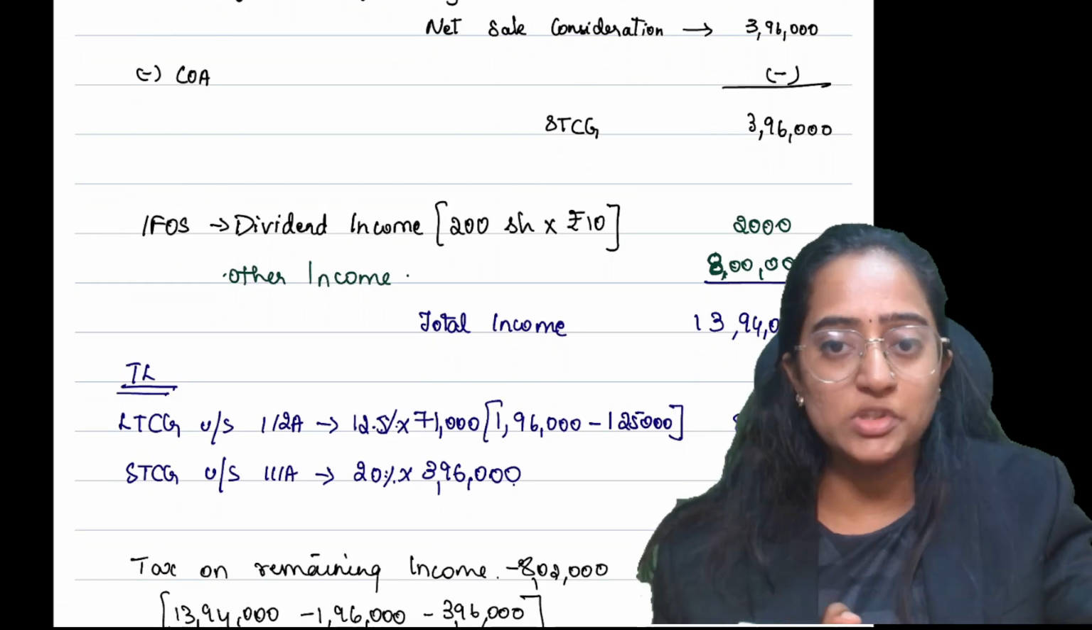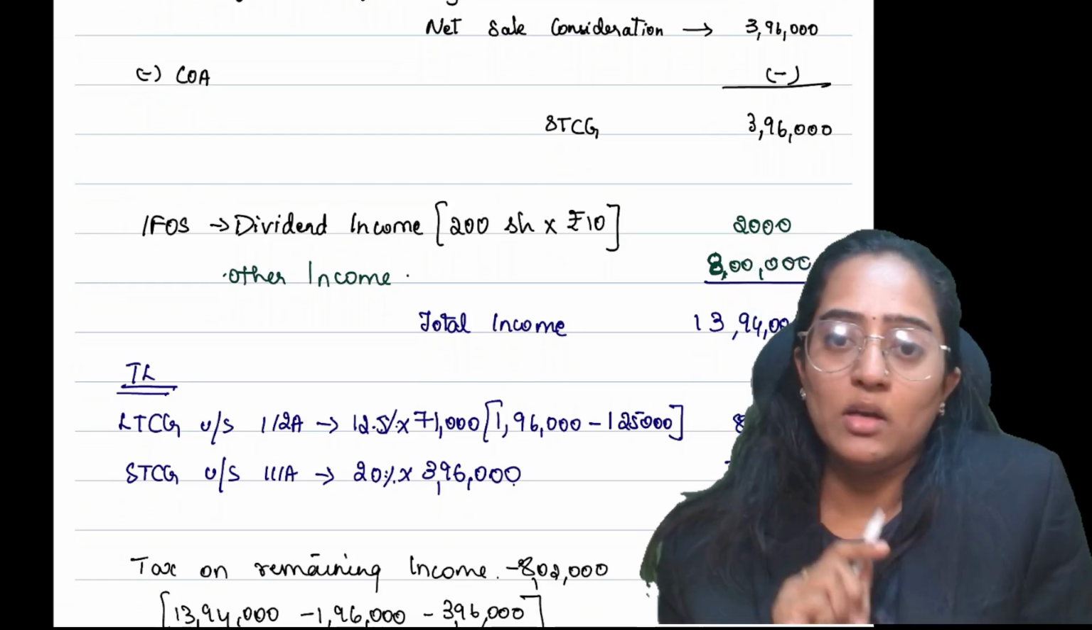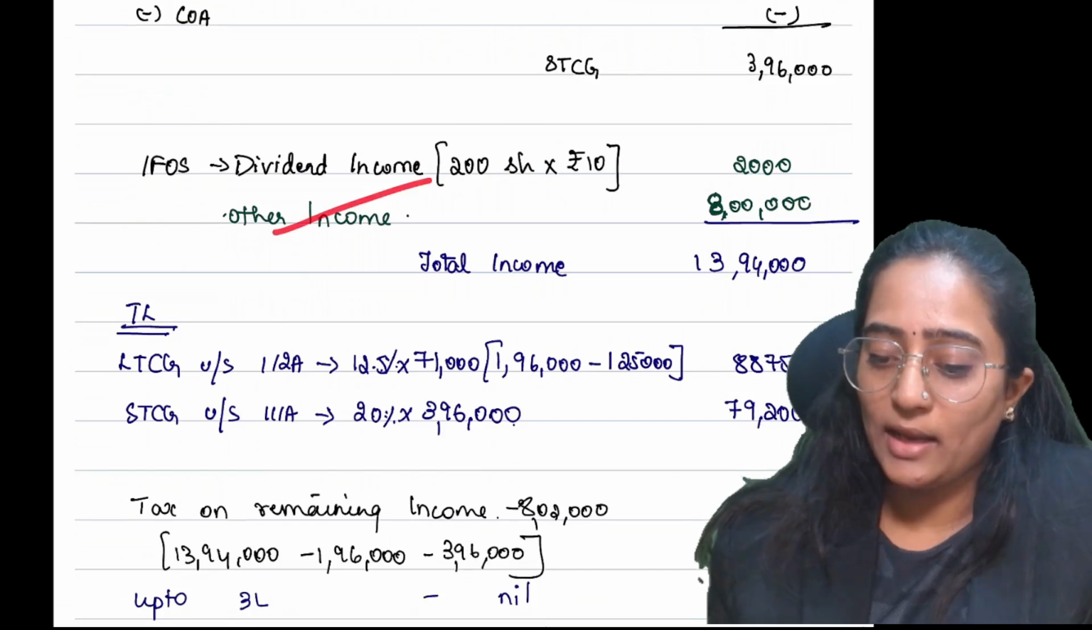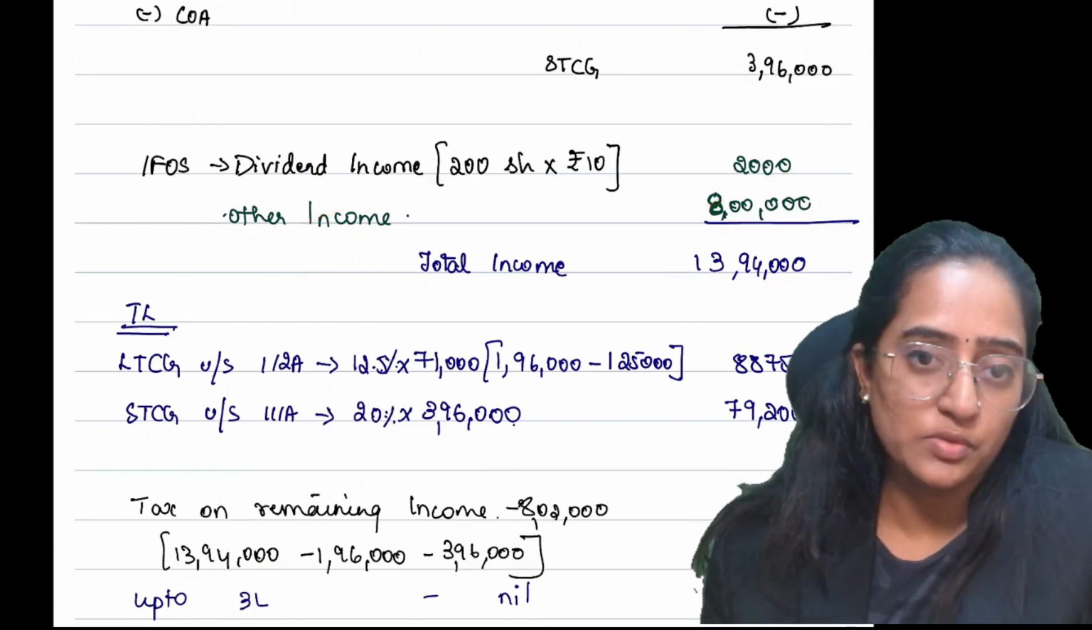Income from other sources, you had 10 rupees which is given as dividend per share, out of 200 shares. 100 which you have bought as original shares and 100 is your bonus shares. So total you have 2,000. Plus other income you had 8 lakh, and the total is 13,94,000.